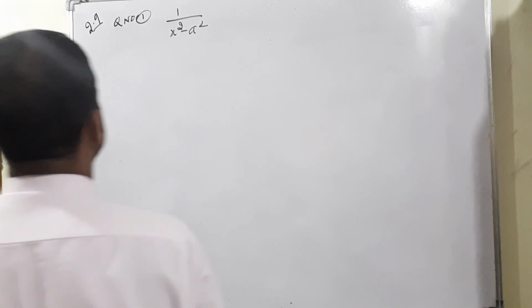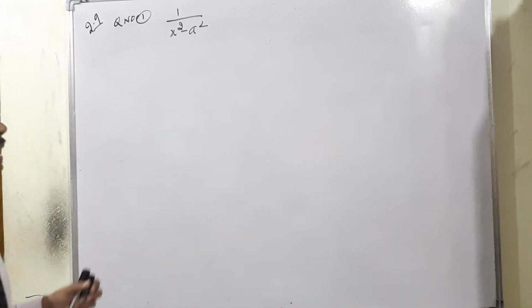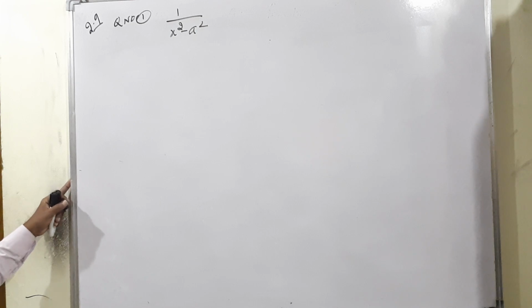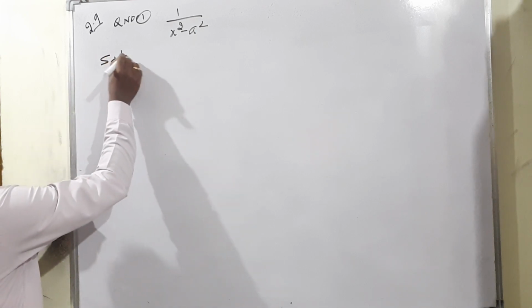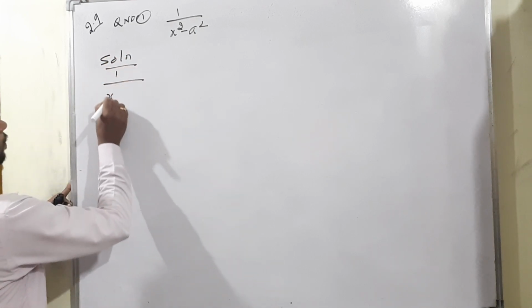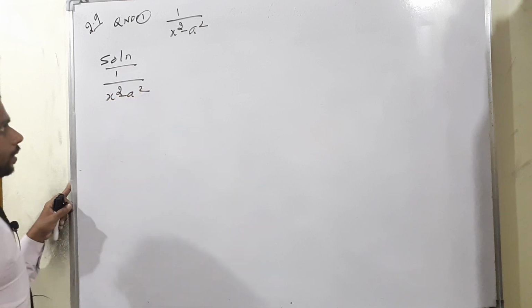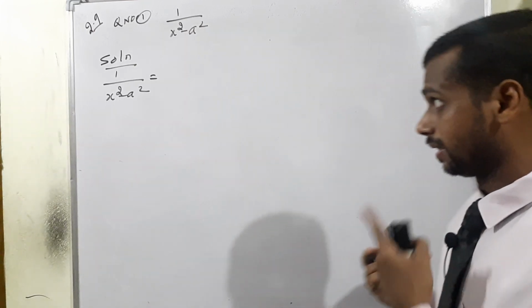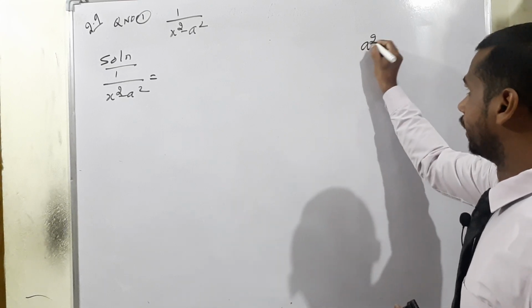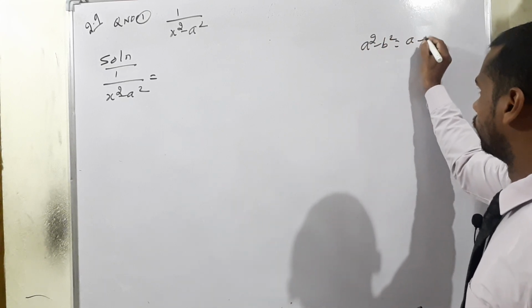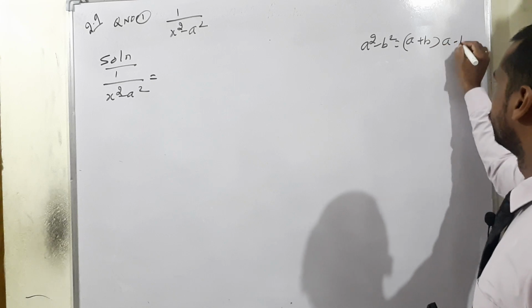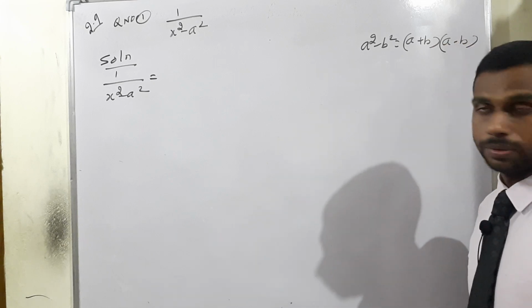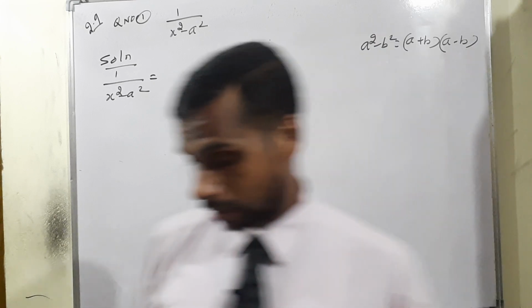Exercise 2.9, question number 1. Partial fractions of 1 by x square minus a square, isn't it? The solution: 1 by x square minus a square. This is how to expand. Already we know the basic form. a square minus b square is equal to a plus b into a minus b, isn't it? So a plus b into a minus b.